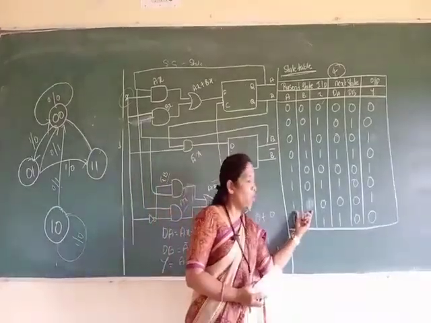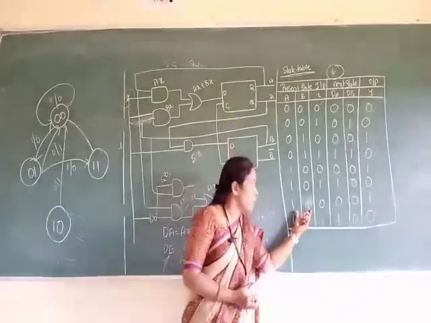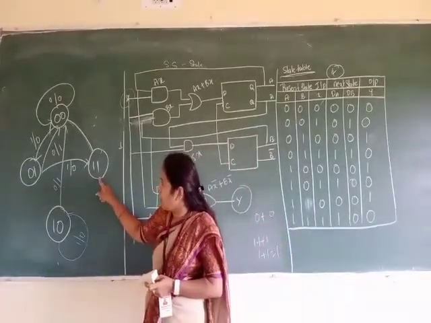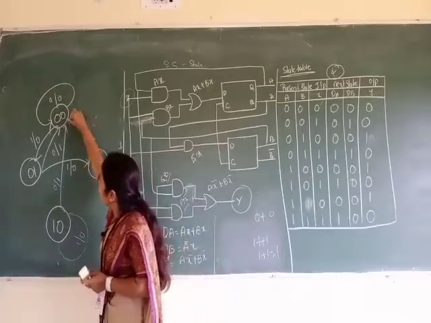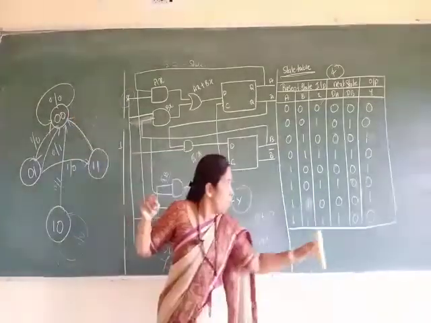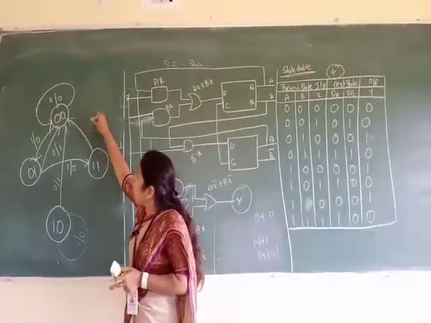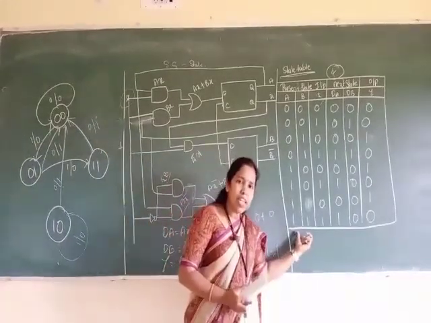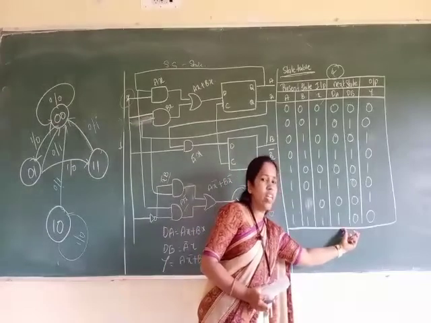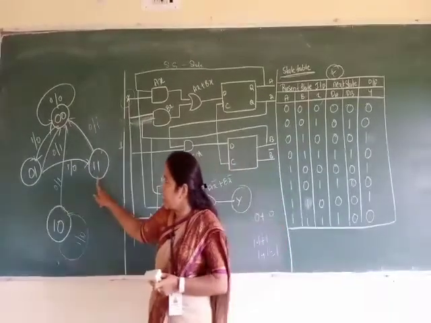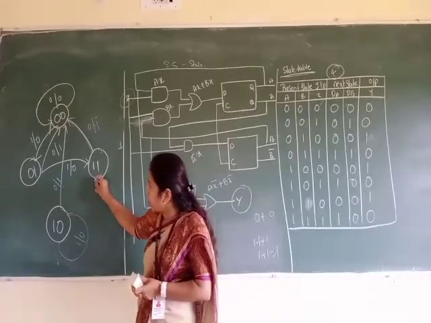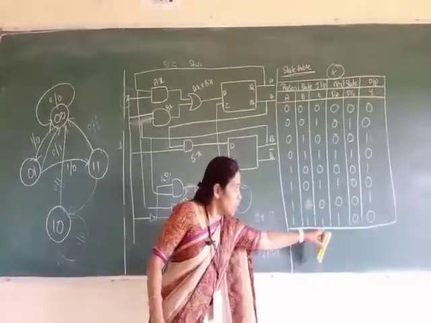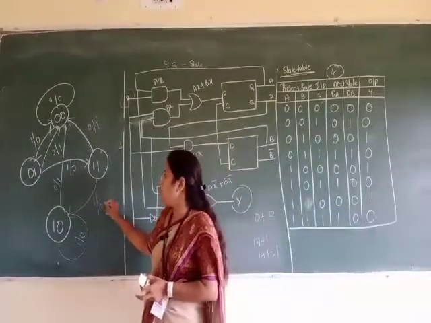And the next one is 1,1. Present state is 1,1 and the next state is 0,0. At that time, the x value is 0 and the y value is 1. The last one is present state 1,1 and the next state is 1,0. So again here it will come. The x value is 1 and the y value is 0.